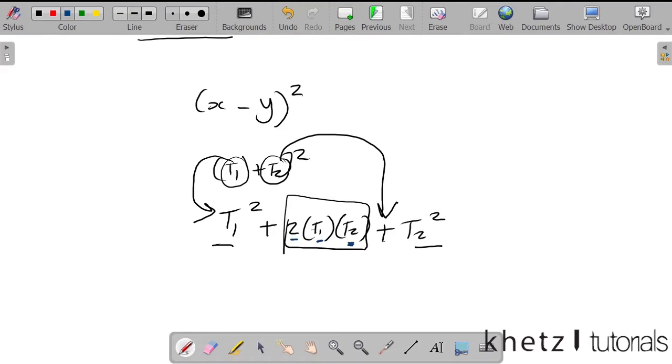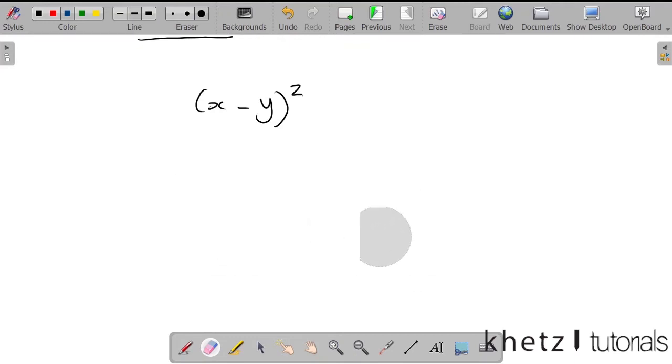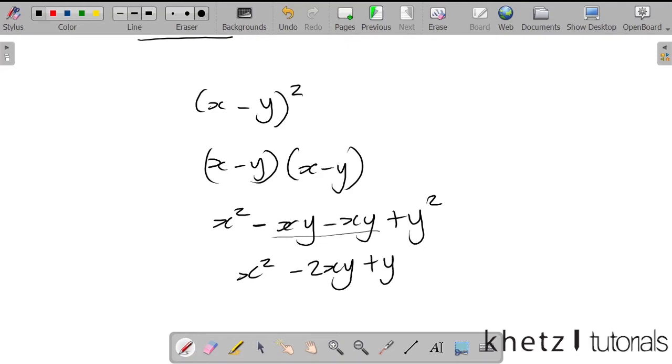So let's check if this is actually correct by computing x subtract y squared. This would lead us to write both of these brackets. So we're going to have x multiplied by x, which is x squared, then subtract xy, then minus xy, then plus y squared. The result of this is x squared, negative 2xy, plus y squared.